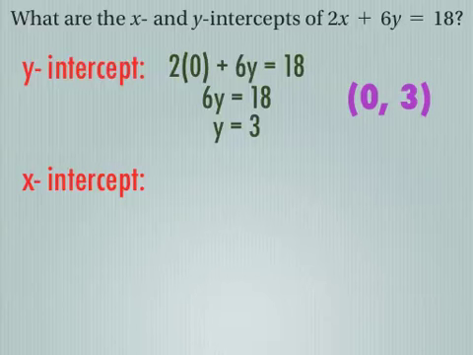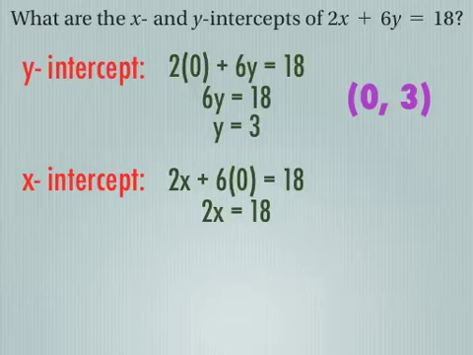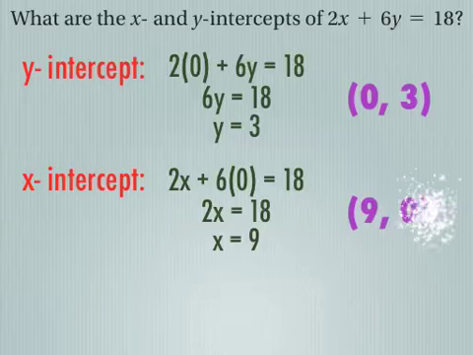To find my x-intercept, I'm going to plug in 0 for y. So I have 2x plus 6 times 0 equals 18. When you multiply 6 times 0, it's just 0, so you're left with 2x equals 18. To solve for x, we need to divide by 2 on both sides, and when you do so, you find that x equals 9. So the x-intercept of the line with an equation of 2x plus 6y equals 18 would be at 9, 0.